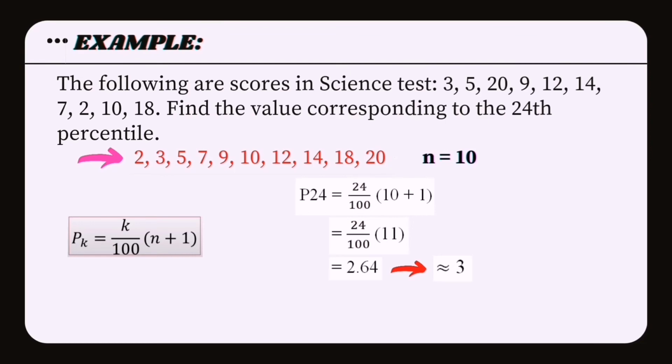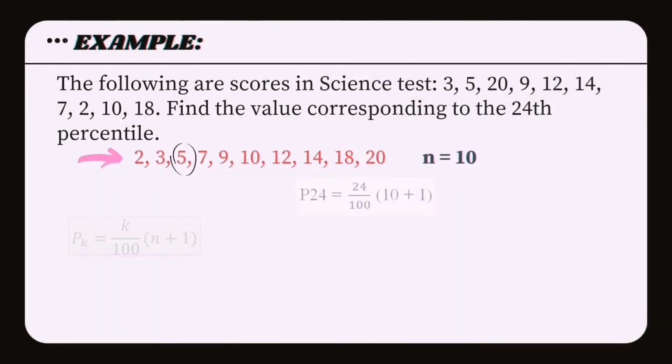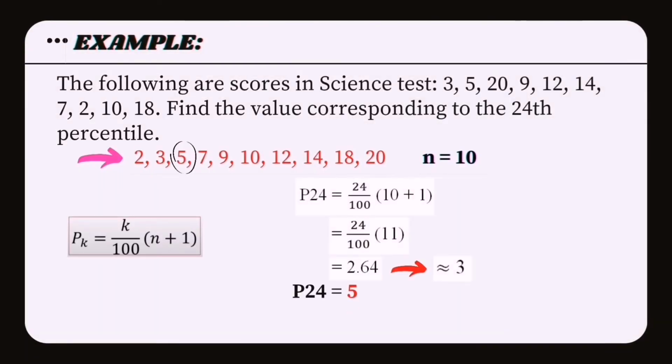Why? Kasi ni-round up natin siya dahil ang katabing decimal ng 2 ay 6. Kaya we have to round off the answer. So, kaya siya naging 3. And the corresponding value for the 24th percentile is equal to 5. Because 3 yung lumabas na sagot, and then bibilang tayo dun sa mga ascending order, and yung pangatlong nasa ascending order, ayun ang ating corresponding value for the 24th percentile.